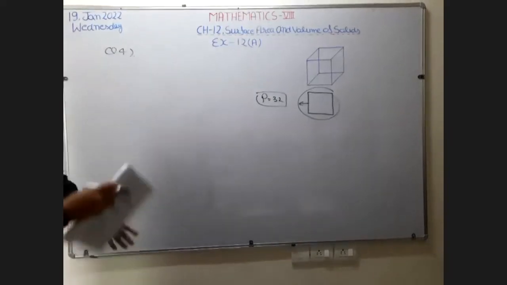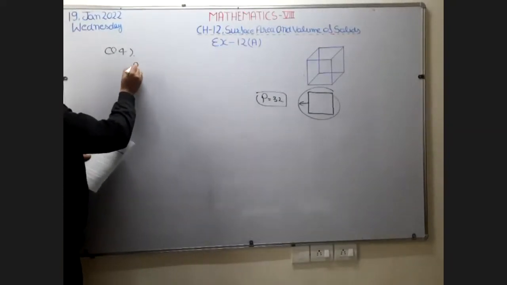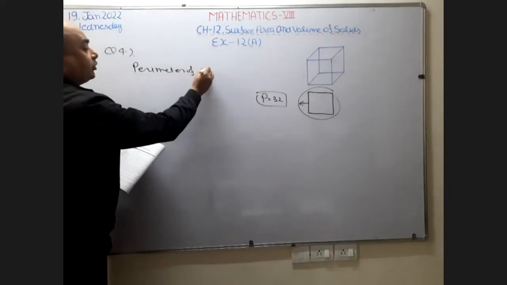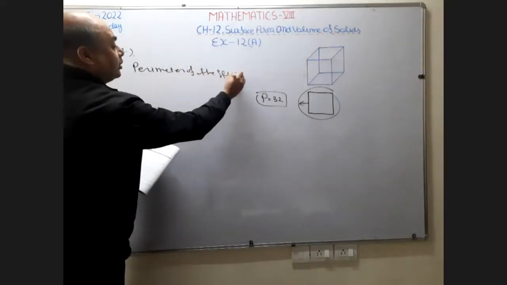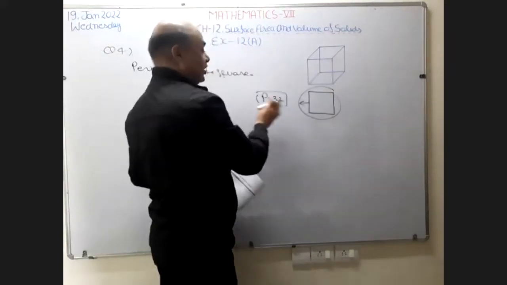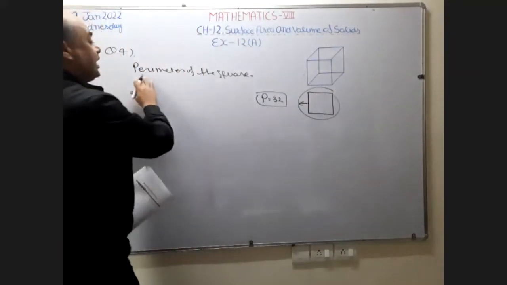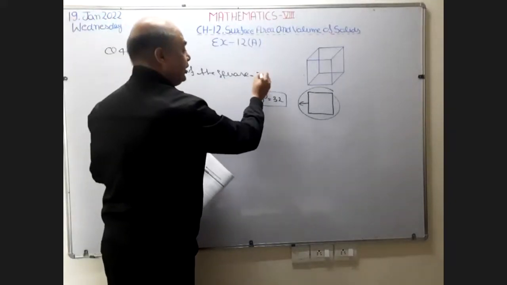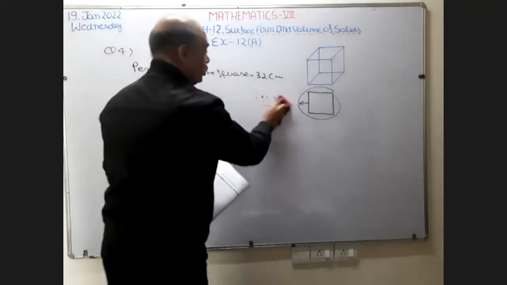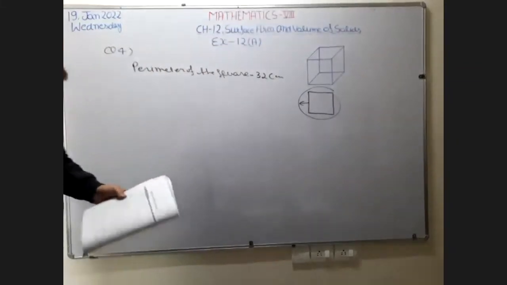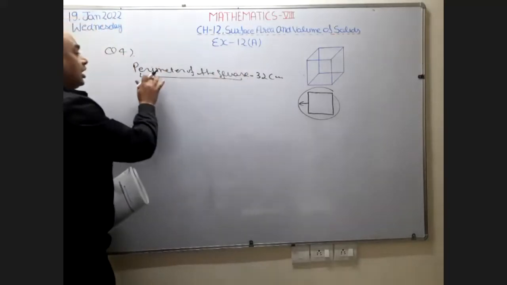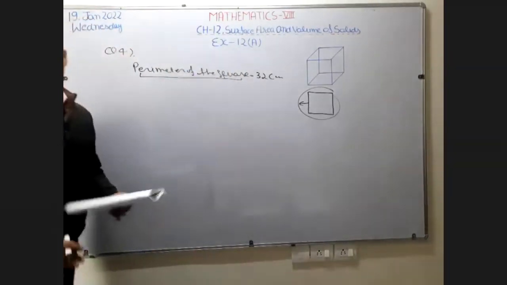Now write down your question. Write perimeter of the sphere. You can write sphere, because one face of the cube is in the shape of sphere. So you can write perimeter of the sphere is equal to 32 centimeters. So this is given in your question. Now who will tell how you going to find the perimeter of sphere?